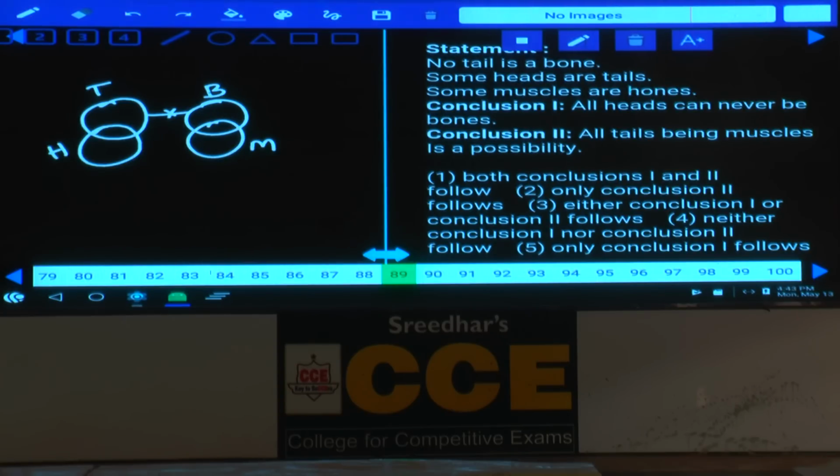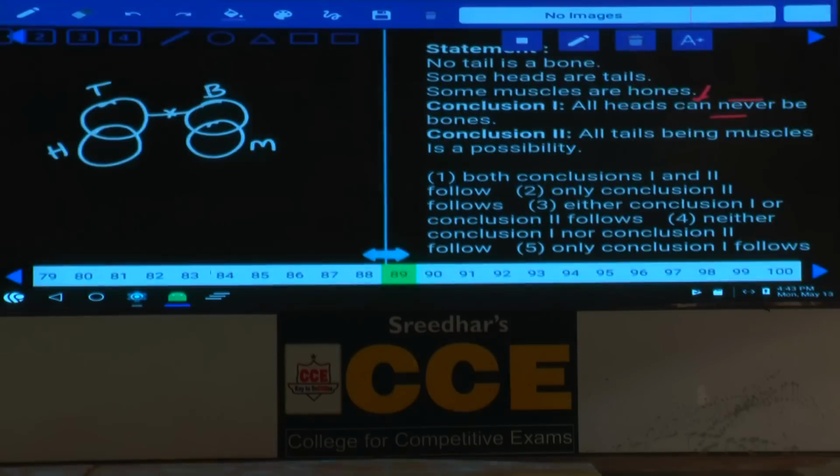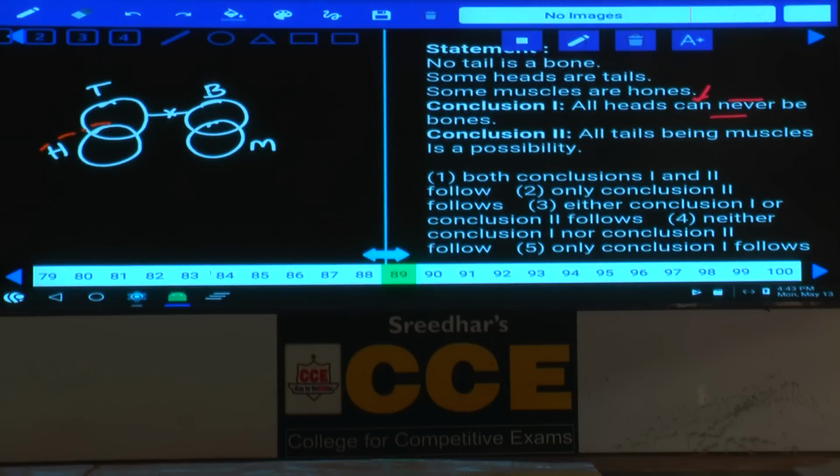And first one, all heads can never be bones. So how to represent this one? Can never be means all heads are bones is not possible. Clear? Can stands for possibility, never is a negative. Hence, all heads are bones is not possible. Now tell me, is all heads are bones possible or not? First we need to check whether it is possible or not. Now these are heads. In order to make that possible, your diagram of bones should be like this. Then only all heads are bones is possible. Is it possible to draw like this? If you draw bones like this, no bone is a tail will be false. Hence, it is not possible.